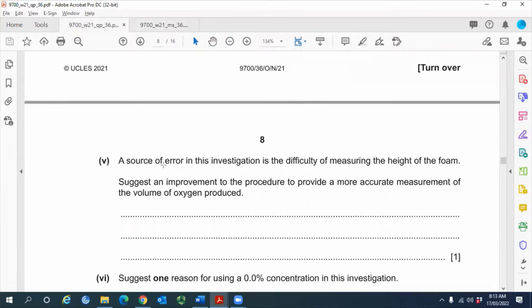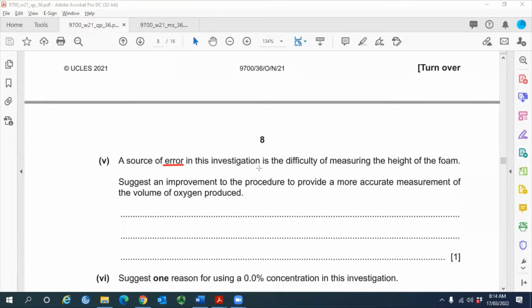A source of error in this investigation is the difficulty of measuring the height of the foam. Now, there are a lot of possible errors in a practical, right? Do you know what error is or not? Error is anything that doesn't allow you to get the accurate value. Anything in the experiment that doesn't allow you to get the accurate value that you're supposed to get for this concentration, this timing, is the error.